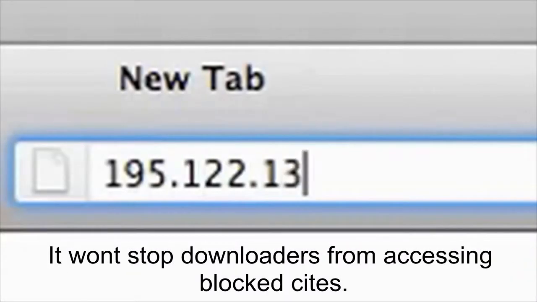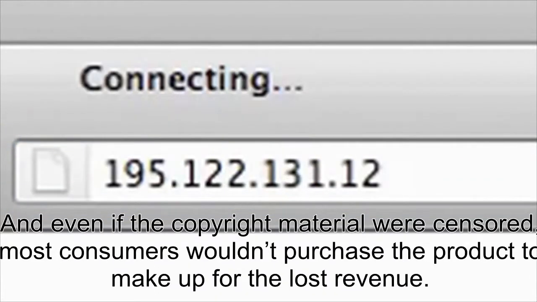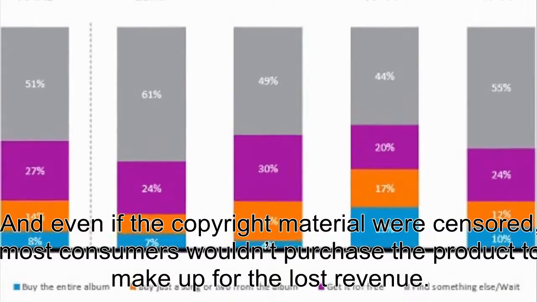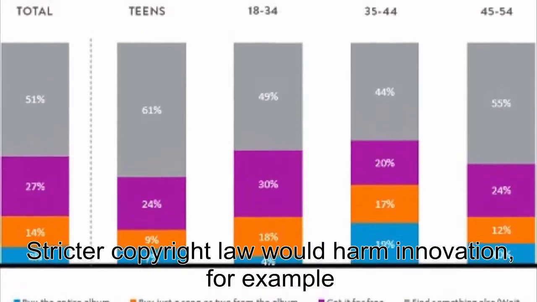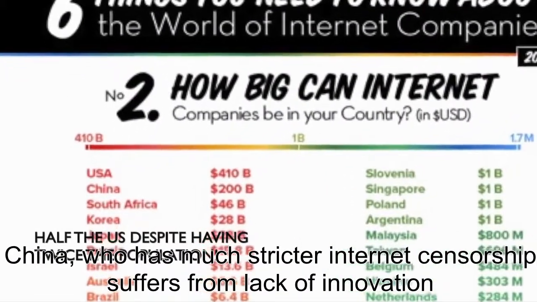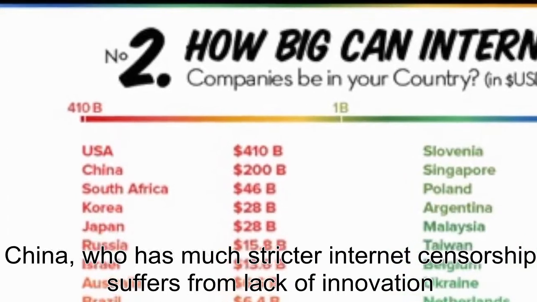The issue is that further censorship, like the Trans-Pacific Partnership, wouldn't solve these problems. It won't stop downloaders from accessing blocked sites, and even if copyright material was censored, most consumers wouldn't purchase a product to make up for the lost revenue. Stricter copyright laws would harm innovation. For example, China, who has much stricter censorship, suffers from lack of innovation.